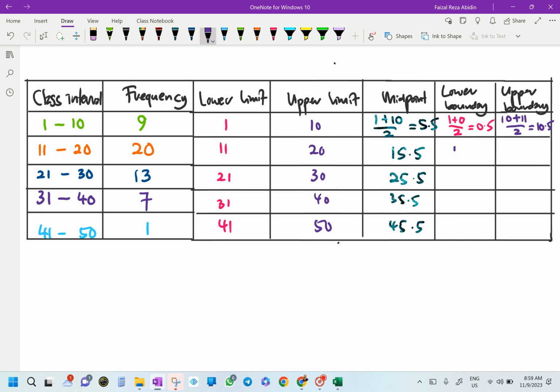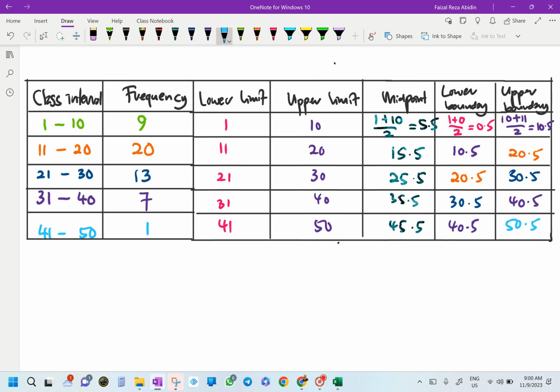10.5. I'm going to take it for our lower boundary for the second class interval. The upper boundary for the second class interval, I'm going to get 20.5. Then for the next one, 30.5. The next one here, 40.5. My upper boundary for the last one is 50.5. But my advice for you, check first whether you are going to get the same one, because this is a pattern. Can you see that? The upper boundary of the first class interval is the lower boundary of the second class interval. The upper boundary of the second interval is the lower boundary of the third interval. Okay.